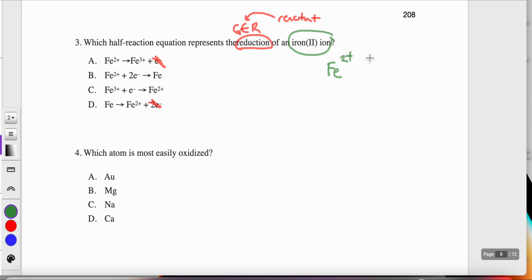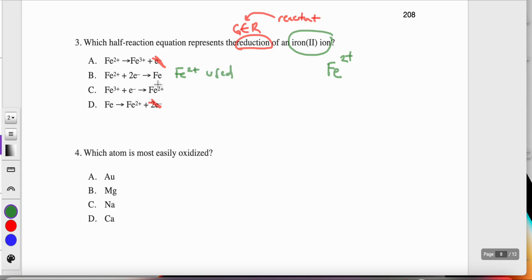So what I have to determine is where does the Fe2 need to be in the reaction? So it says which half reaction equation represents the reduction of iron 2. So does that mean iron 2 is being used or is it being made? So the way that this reads, in this one, because it's a reactant, Fe2 is being used.